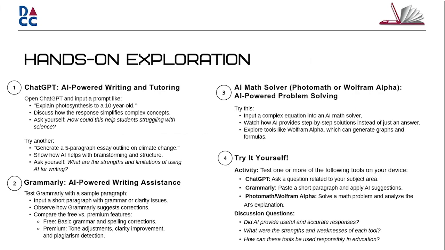Hands-on exploration. Now let's test out some AI tools in action. First, I'll demonstrate how AI can assist in tutoring. I'll show examples of asking ChatGPT for explanations of complex topics, using Grammarly to improve a student's writing sample, and solving a math problem with an AI solver. All right, let's go ahead and dive into this. Starting with ChatGPT, we're going to prompt it to explain photosynthesis to a 10-year-old, and see what it comes up with. Let's start with that.